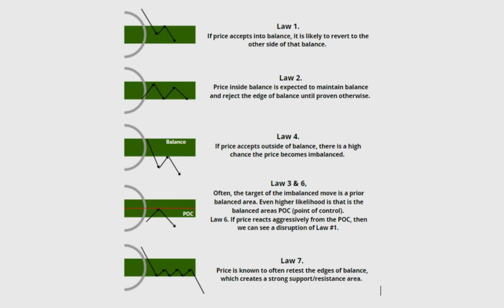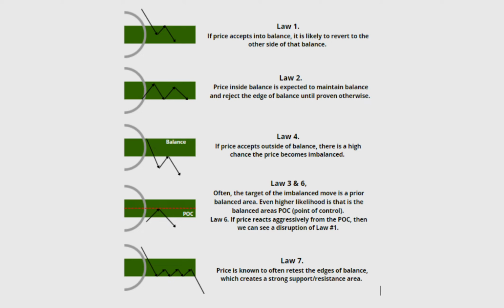Rule number 4, once we break out of the balance area, we are expected to be imbalanced, and we could hold that ledge of balance, the prior ledge of balance, as a support or resistance. Rule number 3 and 6 combined, remember, once we escape balance, we are going to look for the next balanced area. Once we go imbalance, we're going to look for the next balance, which could be a prior balance area. And that target is most likely going to be the point of control.